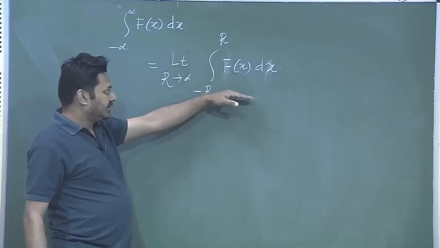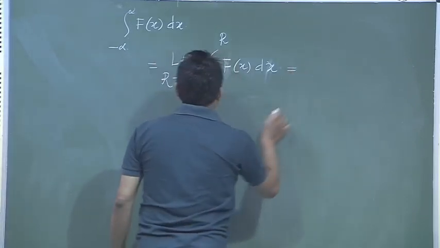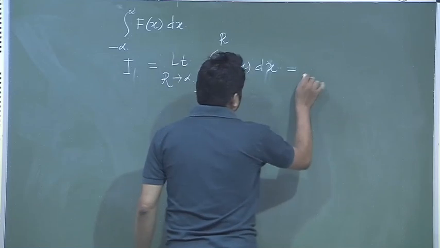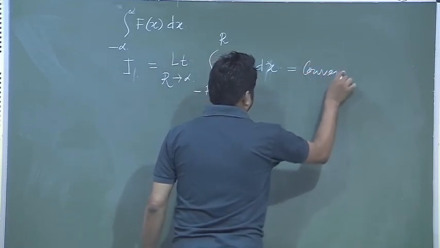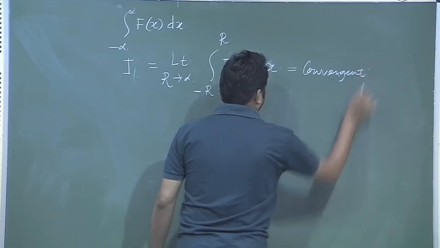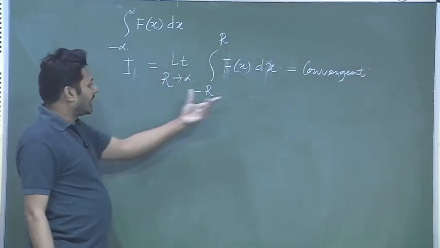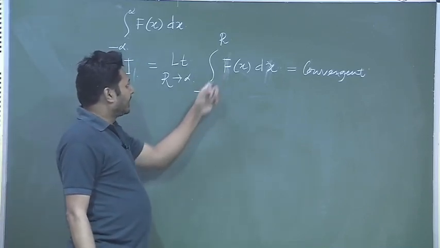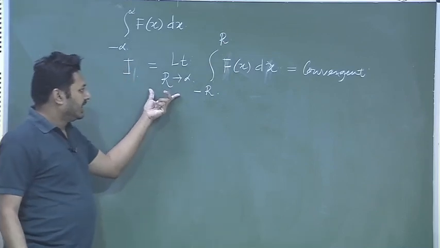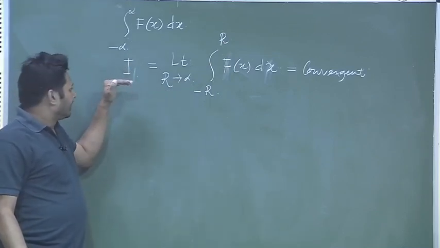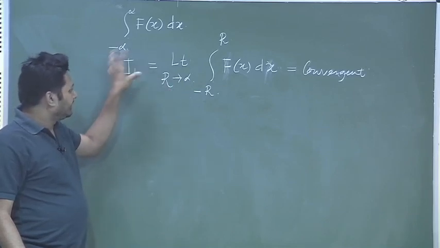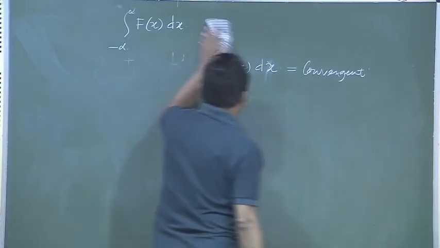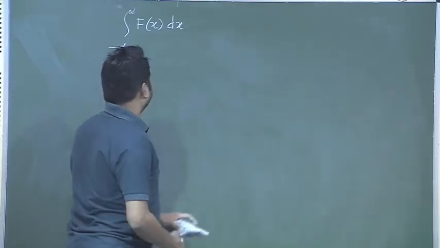If this limit exists, then I can say the integral, whatever the integral value I is, is convergent. So, the limit is convergent if, I first calculate this integration with the finite limit minus R to R, and then put R tends to infinity. If this I has the limit as R tends to infinity, then we can say this integral is convergent. So, this is one important idea.